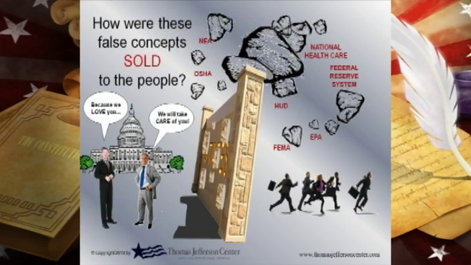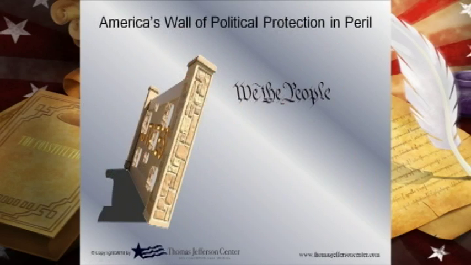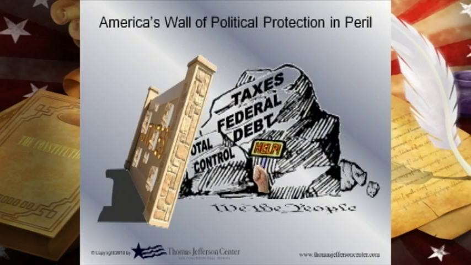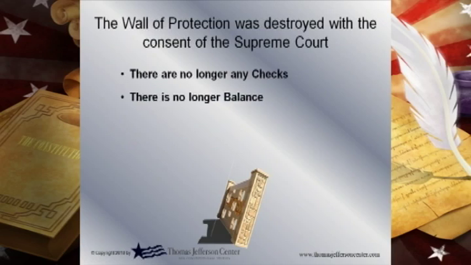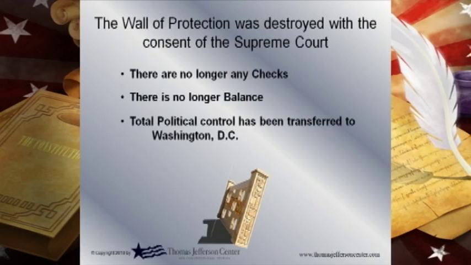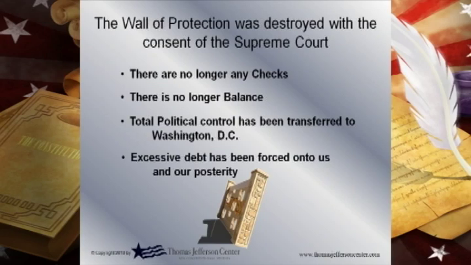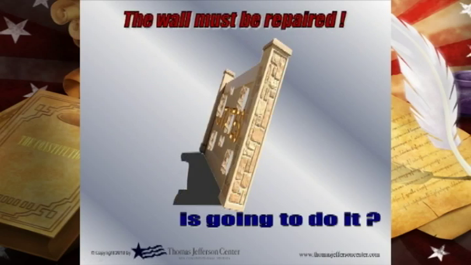Where are we? America's wall of protection is in peril, leaning heavily over towards we the people. Wow. We become smashed with taxes, federal debt, total control. We the people could just cry out, help. The wall of protection was destroyed with the consent of the Supreme Court, you notice. Now there are no longer any checks. There's no longer a balance. Total political control has been transferred to Washington, D.C. Excessive debt has been forced onto us and our posterity. The wall must be repaired, but who is going to do it? Will you be one of those?